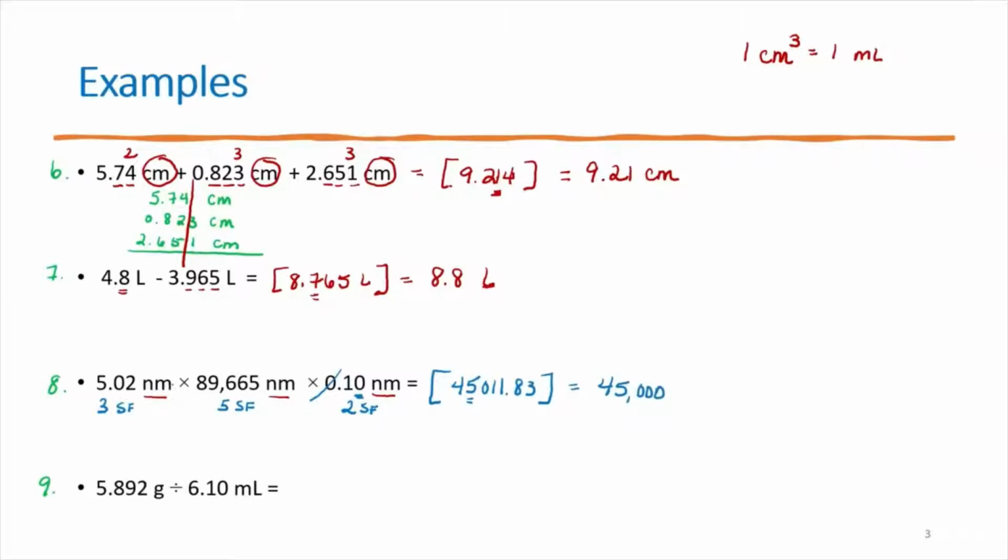But I've got a nanometer times a nanometer times a nanometer. That is the same as nanometers cubed. So nanometer times nanometer gives me nanometers cubed.